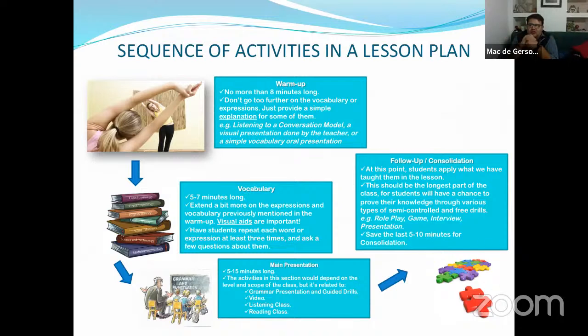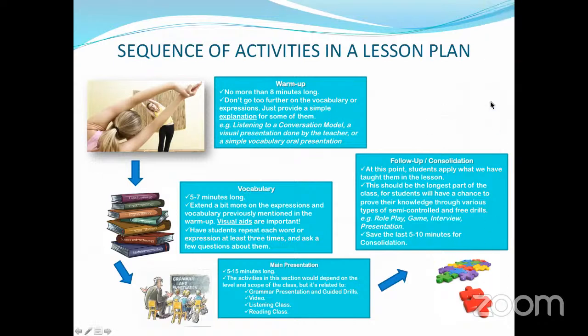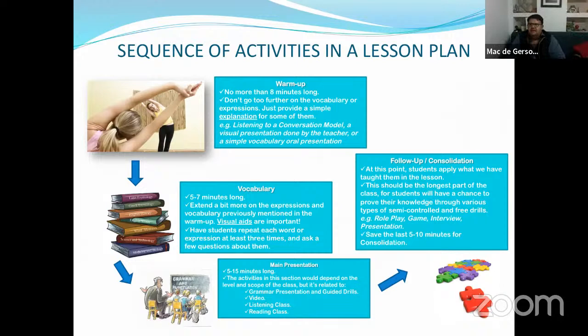Gustavo, number 2, vocabulary. Yes, please. Okay. 5 up to 7 minutes long. Extend a bit more on the expression and vocabulary previously mentioned in the warm-up. Visual aids are important. Have students repeat each word or expression at least 3 times and ask a few questions about them. Excellent. I think it was a mistake, no?